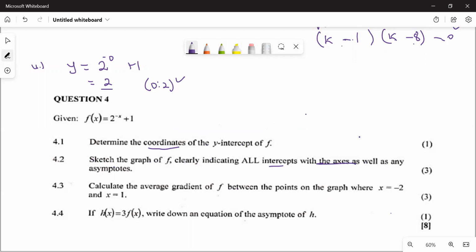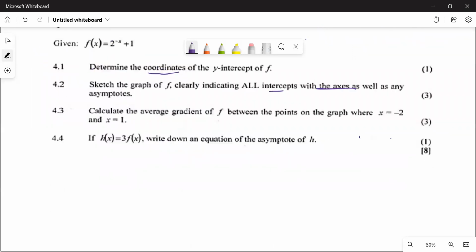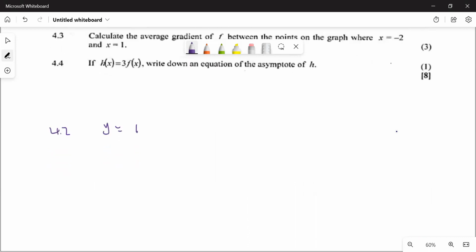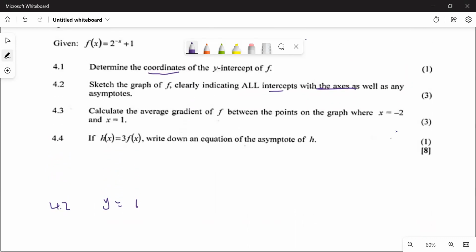Now, do you know what the asymptote is for this graph here? In 4.2, we'll say we have an asymptote, which is y equal to 1 again. And then we only have the y-intercept again. Do you know what the x-intercept is? Can we get the x-intercept? What is going to be our x-intercept? So we have 0 equal to 2 to the power of minus x plus 1.